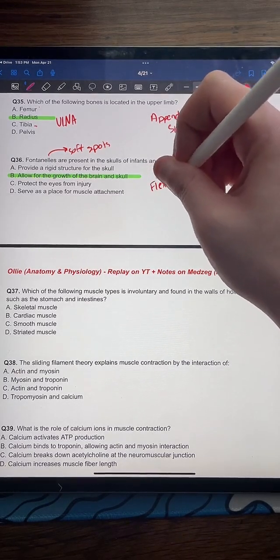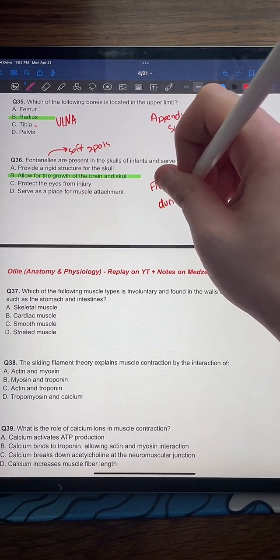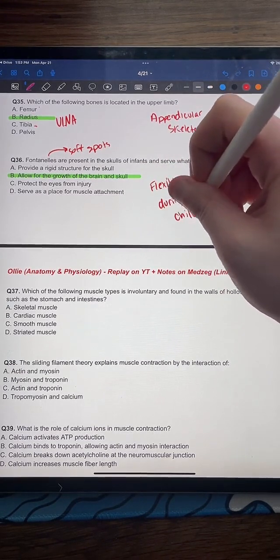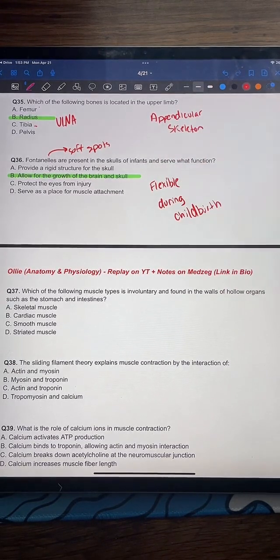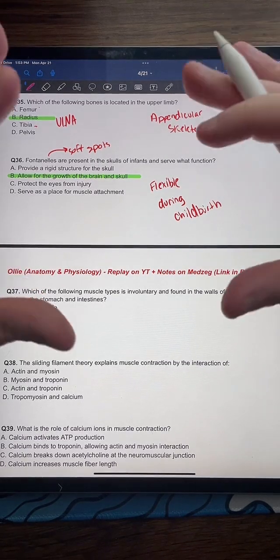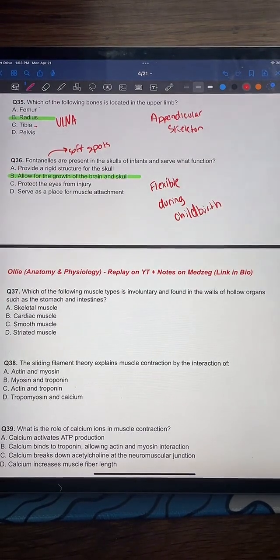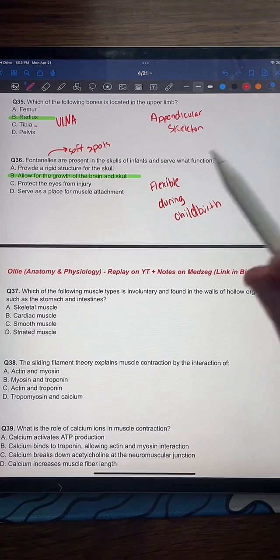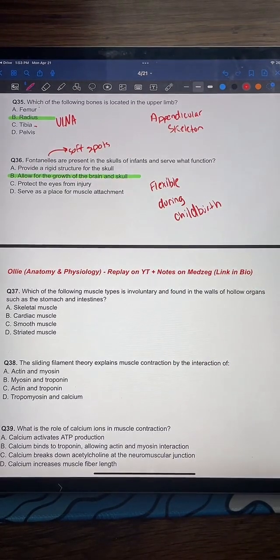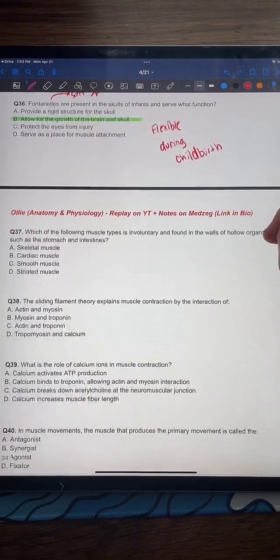So flexible during childbirth. If you think about it, if you're giving birth and that head was not as flexible, it wouldn't be able to condense as much when you're trying to push the baby out. It would make it a lot harder to give birth. So be thankful for this structure if you do have children.